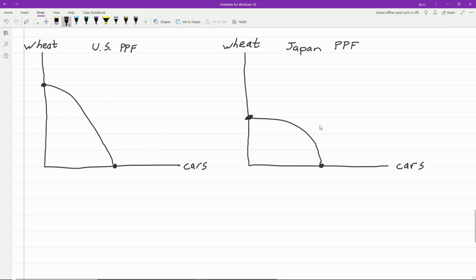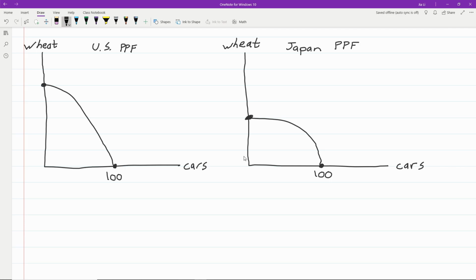So, what can we do with these two PPFs? Let's start by taking a look at these two PPFs' slopes. And again, just to make this a little bit easier, I'm going to use some made-up numbers here. Remember, these two points here are supposed to be pretty much the same. The endpoint on the x-axis is supposed to be pretty much the same for both these PPFs. So here I'll just pick a number, let's say 100, right? But the endpoint on the y-axis, I specifically said that the United States can grow more wheat.